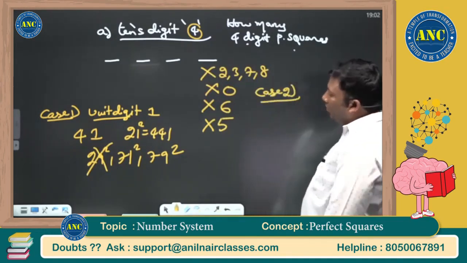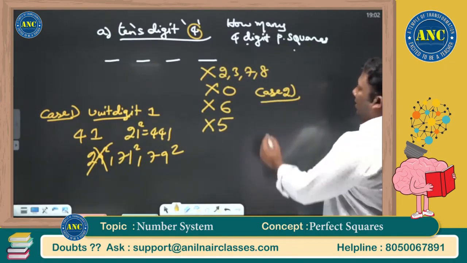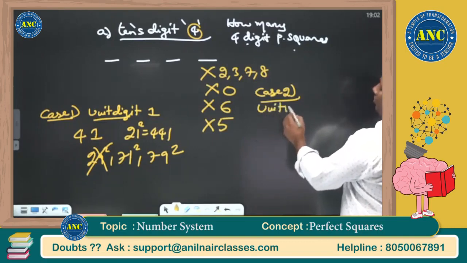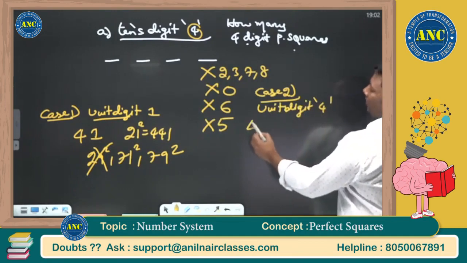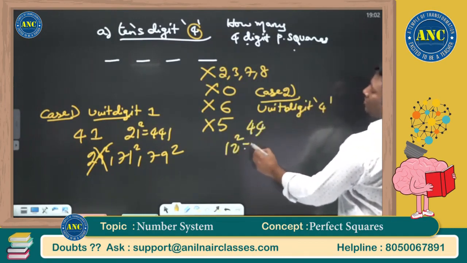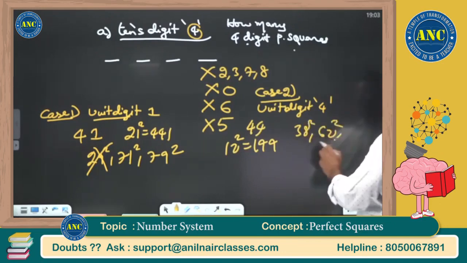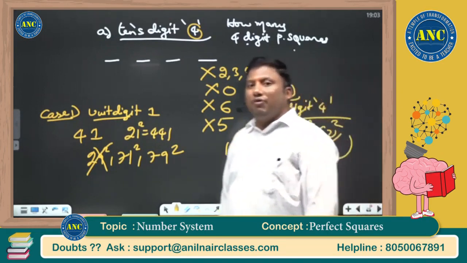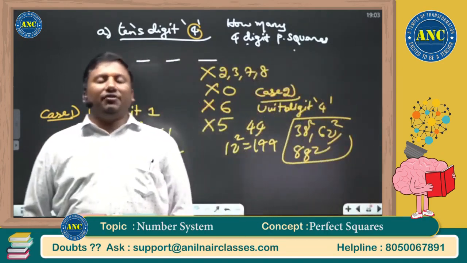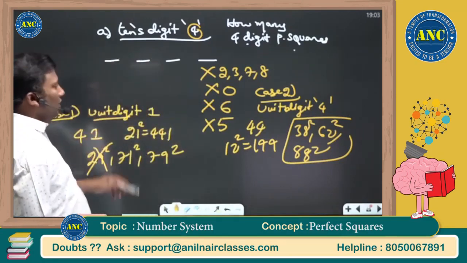Case 2, unit digit 1, we did it. What are the other cases? 0 not possible, 1 possible, 2 not possible, 3 not possible. Unit digit 4 possible. 44. 12 square is 144. 50 minus 12, 50 plus 12, 100 minus 12. 38 square, 1444. 62 square, 3844. 88 square, 7744.